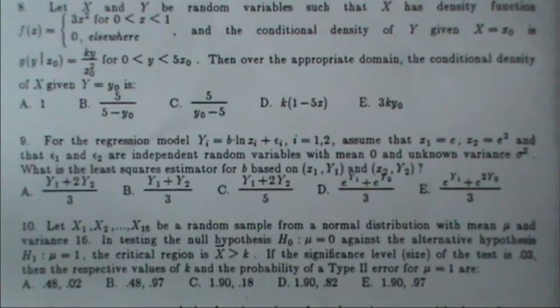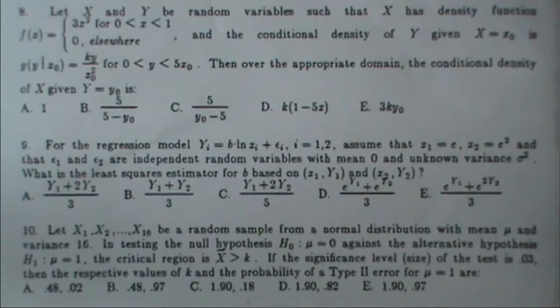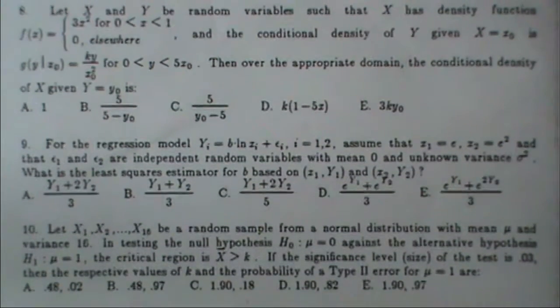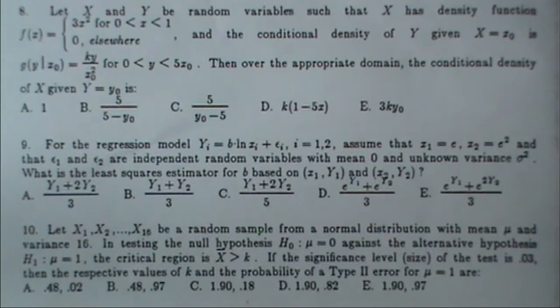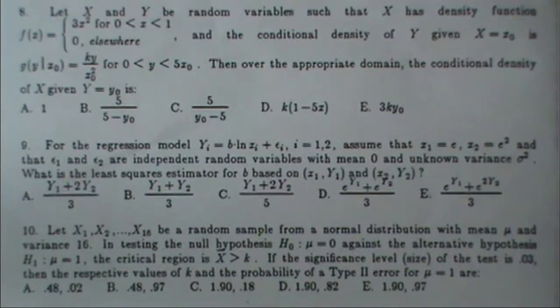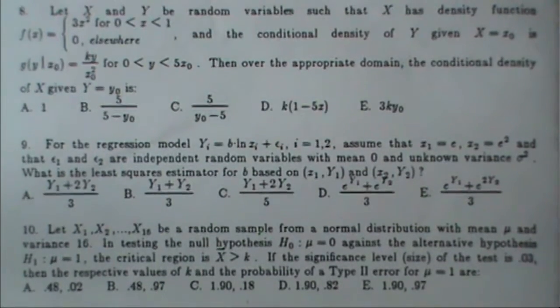Number 9, for the regression model y_i equal to b times natural log of x_i plus epsilon_i, i equal 1 and 2. Assume that x1 is equal to e, x2 is equal to e squared, and that epsilon 1 and 2 are independent random variables with mean 0 and unknown variance sigma squared. What is the least squares estimator for b based upon x1, y1, and x2, y2?